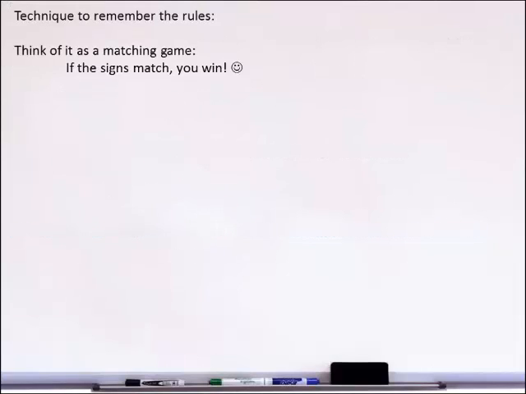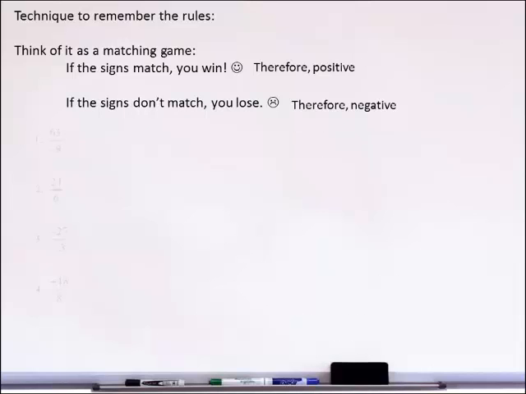You can think of it as a matching game again. If the signs match, you win, therefore it's positive. If the signs don't match, you lose, therefore it's negative. And here are some examples.